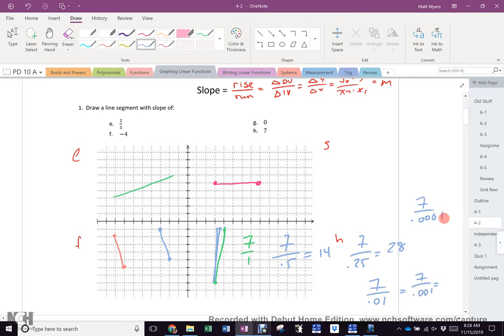0.00001: 70,000. What is happening? Bigger and bigger and bigger. So 7 over the tiniest, littlest number, 0.00001, must be 7 with zeros after it, right? That is what is happening here. That is why you cannot divide by 0. Everybody cool? That is why it's an undefined slope.